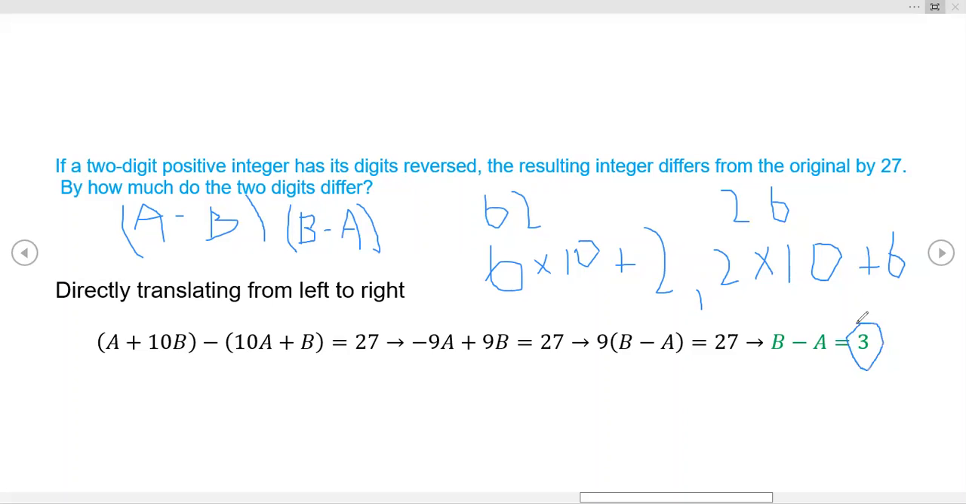And that gives it. But again, the order that this is presented is sometimes confusing, in my opinion. And also, note whether or not you agree with the way I stated this, when it says how much do the two digits differ, the answer here could actually be B minus A is equal to 3, or A minus B would be equal to -3.